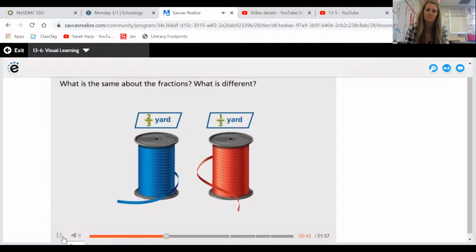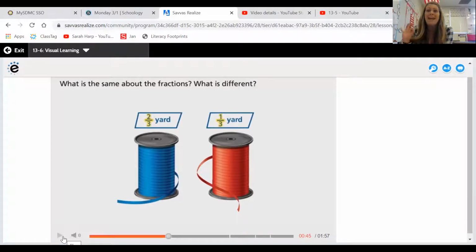What is the same about the fractions? What is different? All right, so we looked at that a lot yesterday, right? What do we notice is the same in our fractions, 2/3 and 1/3? You should be able to scream it so loud I can hear you. What's the same? The denominator's the same, right? So then what's different? Use your fraction terms, not the top number. What's it called? The numerator is different. And we know our tricks with the denominators being the same or the numerators being the same. Do you remember? I taught you yesterday.